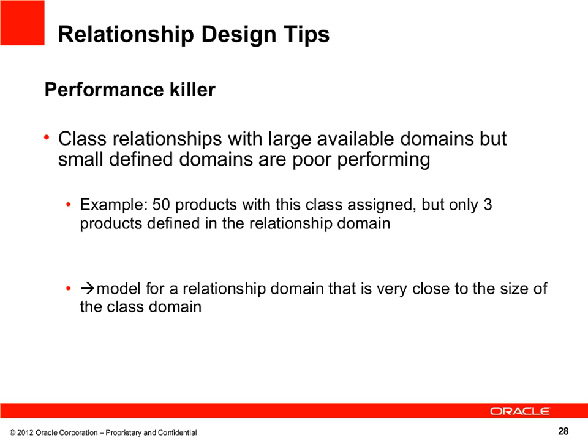So in this case, the eConfigurator engine also has problems to work through this very efficiently, and it will cost a lot of performance. And therefore, the tip and the recommendation is that you should always model for a relationship domain that is very close to the size of the class domain. So whenever possible, have the relationship domain the same as the class domain.